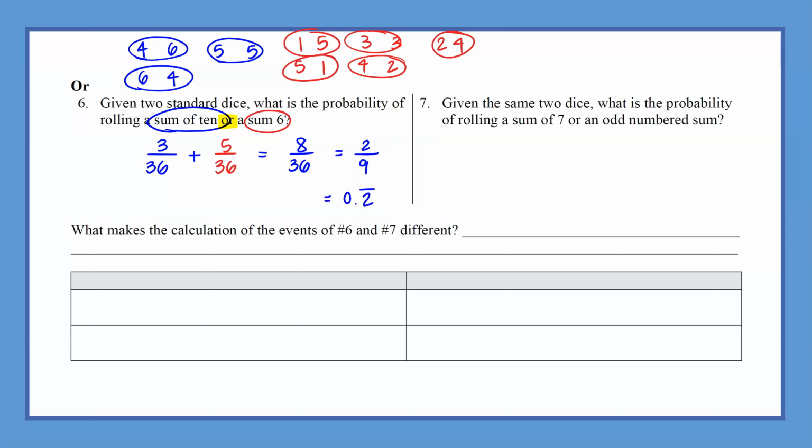For question 7, given the same 2 dice, what is the probability of rolling a sum of 7 or an odd numbered sum? I'm going to do the same thing that I did previously by listing out all the different possibilities. For a sum of 7, it could be a 1, 6, 6, 1, 4, 3, 3, 4, 2, 5, 5, 2. There are 1, 2, 3, 4, 5, 6 out of the total 36 in my sample space where I can get a sum of 7.